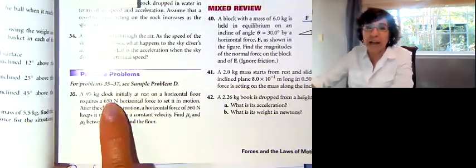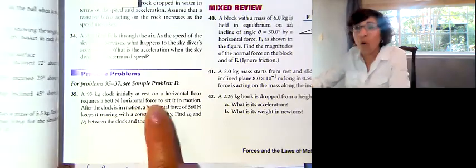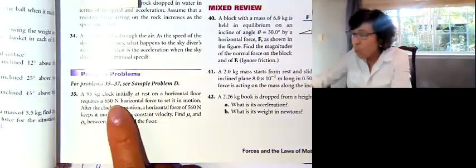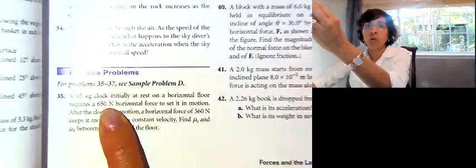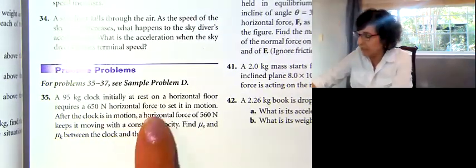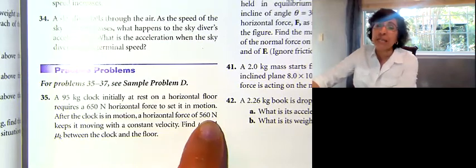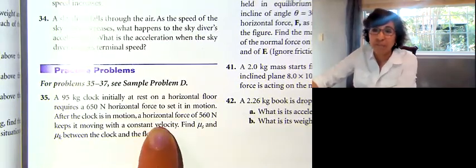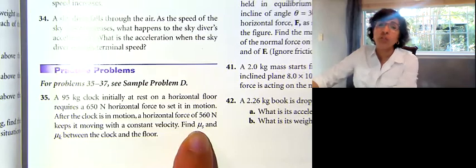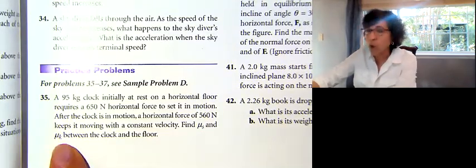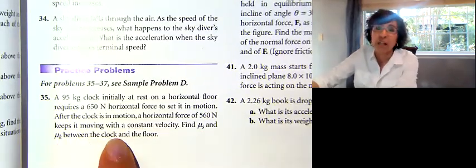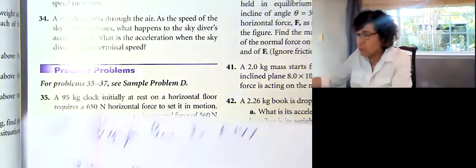It says there's a clock initially at rest on a horizontal floor. It requires 650 newtons horizontal force to set it in motion. After it's in motion, you only need 560 newtons to keep it moving with constant velocity. So it wants to know the coefficient of static friction and the coefficient of kinetic friction between the clock and the floor. All right, so here we do.